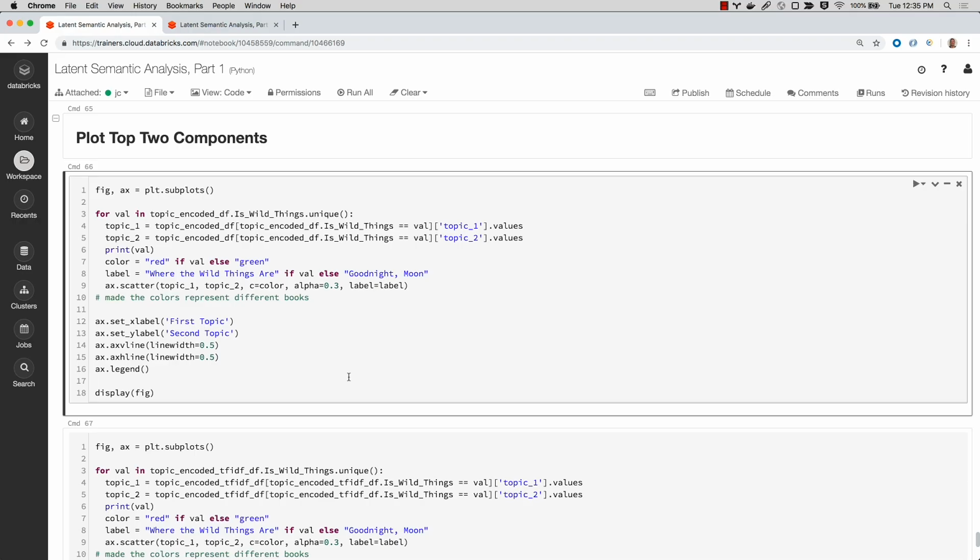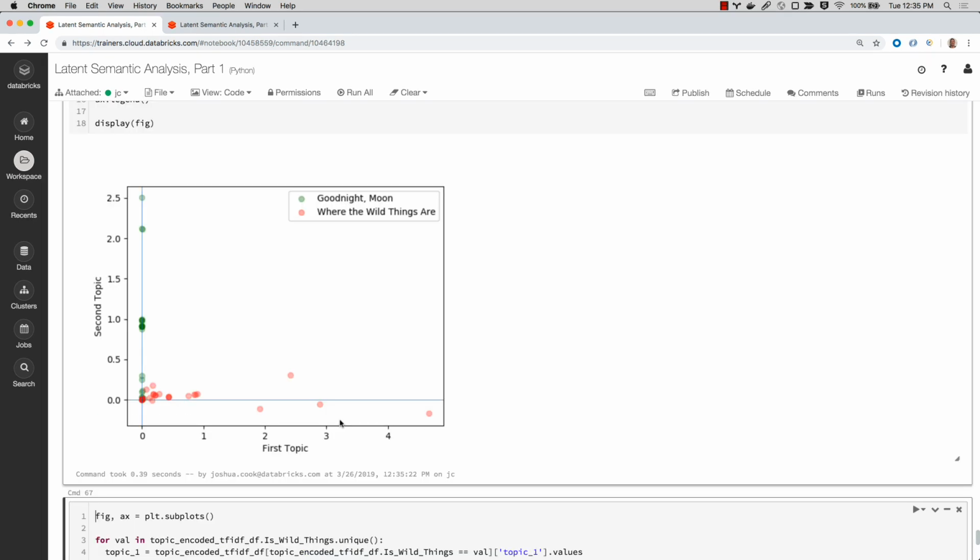Once more, we will plot the topic encodings generated by the latent semantic analysis using the Python library matplotlib. First, we plot the topic encodings generated by the original document term matrix. Again, notice that we have a strong tendency along the horizontal axis for where the wild things are, and a strong tendency along the vertical axis for Goodnight Moon. But we also have a bit of noise, especially with regard to where the wild things are.